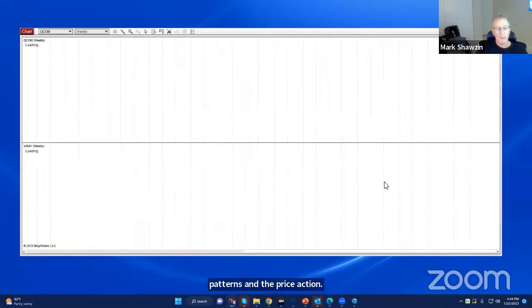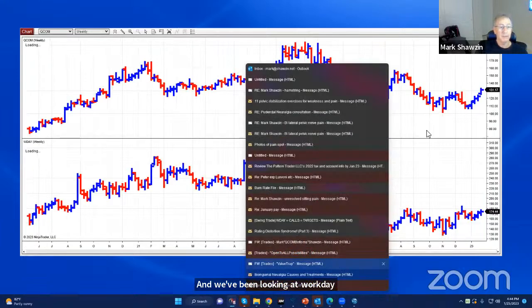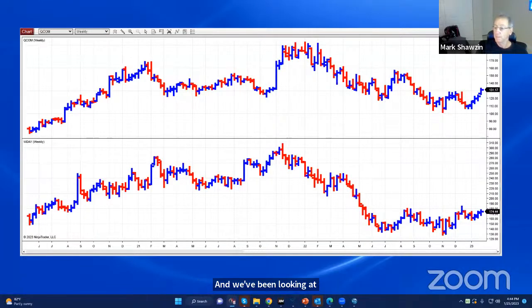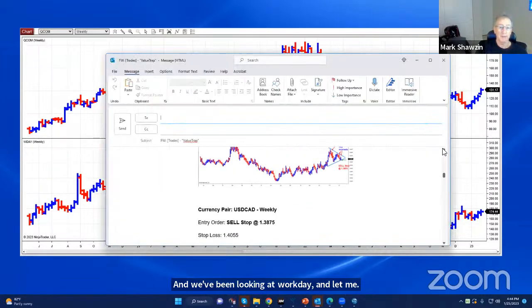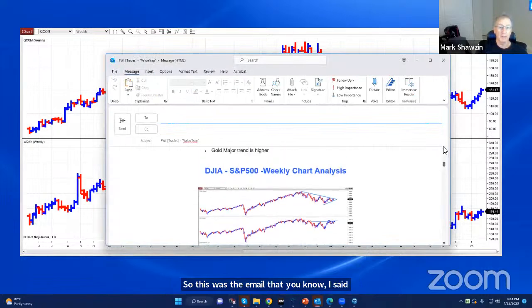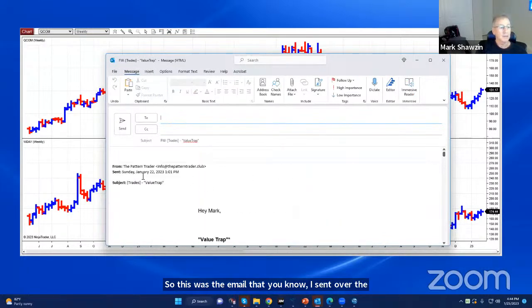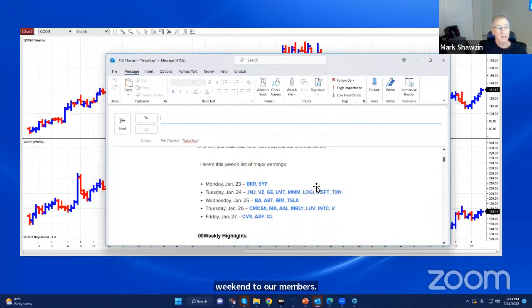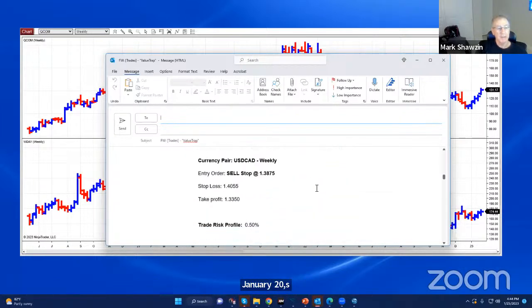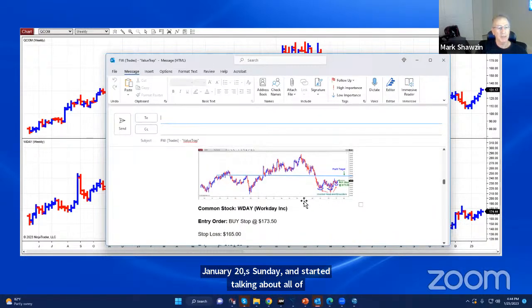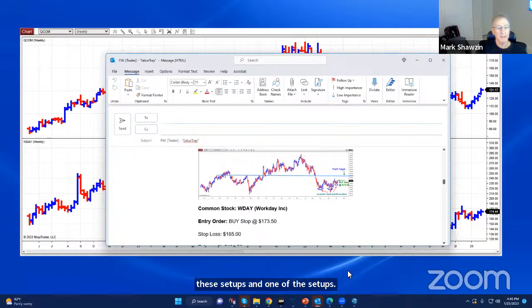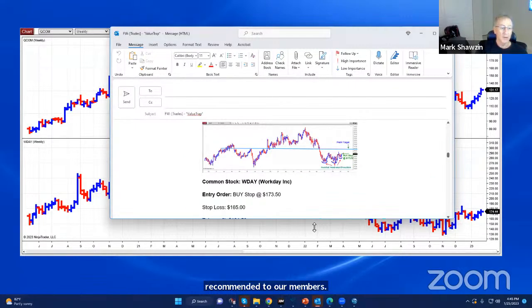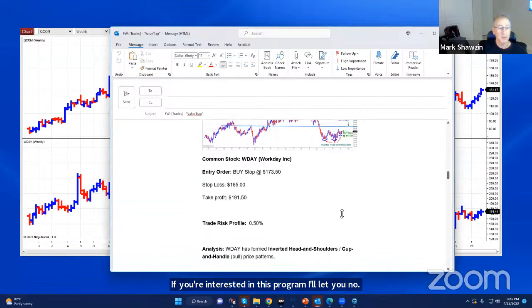And we've been looking at Workday, and so this was the email that I sent over the weekend to our members, January 22nd, Sunday, and started talking about all of these setups. And one of the setups I was looking at on the weekly was Workday. So I recommended to our members, if you're interested in this program, I'll let you know how to sign up or speak to one of our people if you're interested.